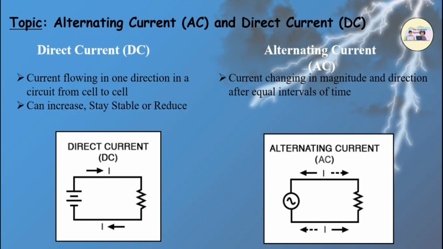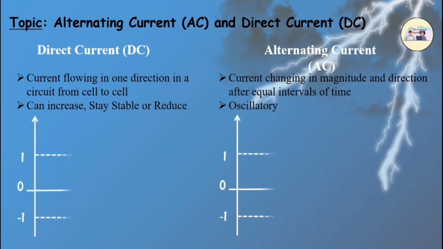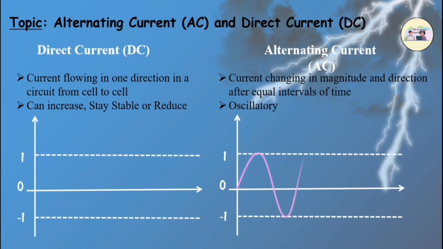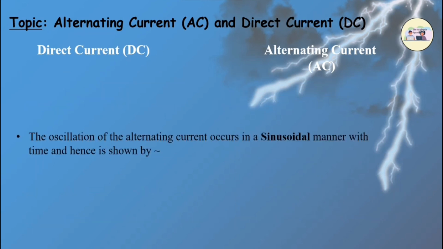The direct current can increase, can be stable or can reduce also, but it is not oscillatory. Alternating current is oscillatory. As shown in the graph, it increases to a maximum, then reduces to 0 and increases to maximum in the other direction and again reduces to 0. In the figure, magnitudes like -1, -2 have been used to show the reverse direction. The alternating current occurs in a sinusoidal manner with time and hence is shown by the symbol.